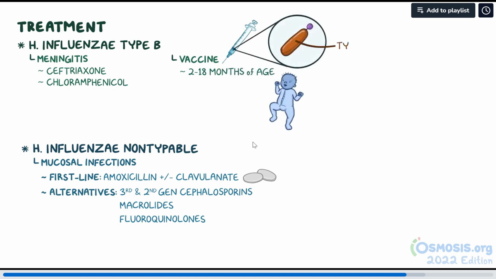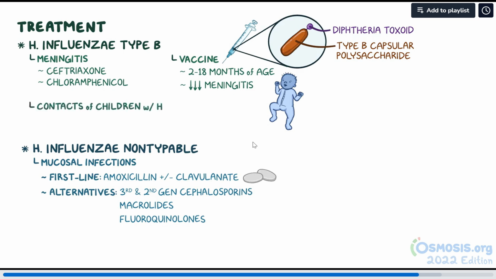This vaccine contains type B capsular polysaccharide conjugated to a diphtheria toxoid component, and its use has greatly decreased the incidence of Haemophilus influenzae meningitis. So today, cases of H. influenzae meningitis are almost exclusively seen in unimmunized children. Finally, contacts of children with Haemophilus influenzae type B infections may be treated with chemoprophylaxis by using rifampin.